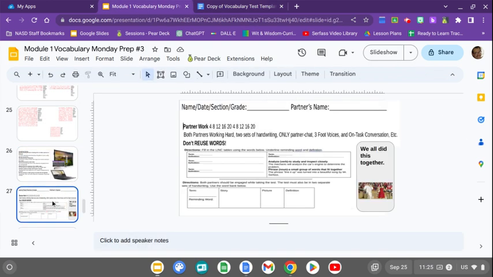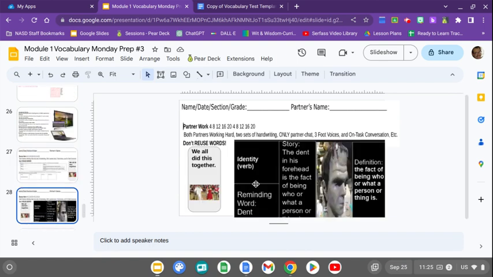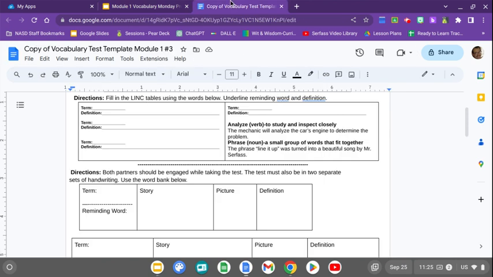Take a look. We all did this together. All right. And the word was identity. And we worked on that link right at the top of the class. Right. So let's take a moment and take our notes and put them on the test. So we've got an example to work with the word identity. So first term up here, I can put identity.